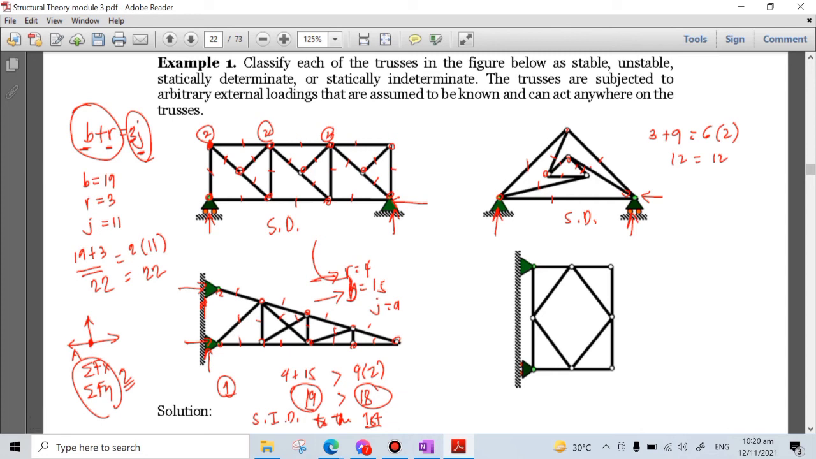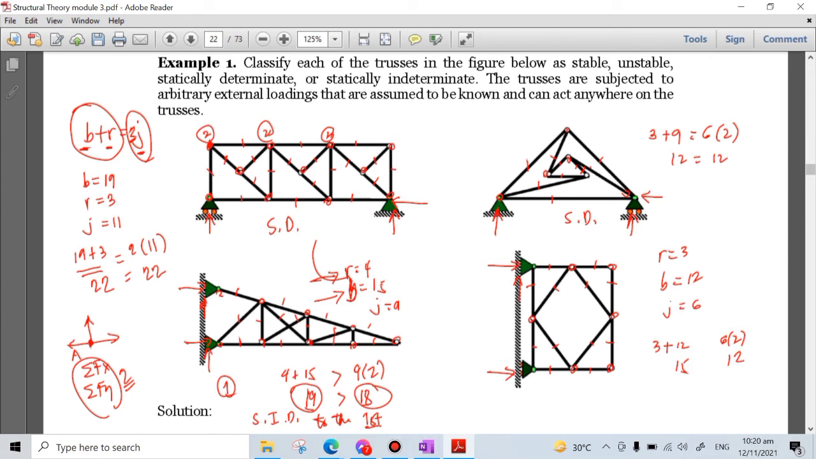Okay. So, dito tayo sa pang-apat. For the number of reactions, we have 1, 2, 3. So, tatlo yung reaction natin. For the number of members, we have 1, 2, 3, 4, 5, 6, 7, 8, 9, 10, 11, 12. And for the number of joints, we have 1, 2, 3, 4, 5, 6. So, mayroon tayong 6 na joints. So, apply natin. 3 plus 12, this is 15. And we have 6 times 2, that is equal to 12.